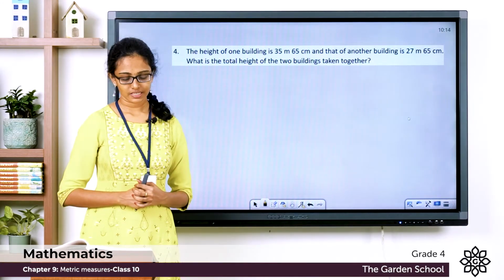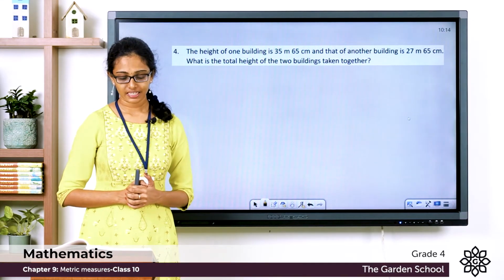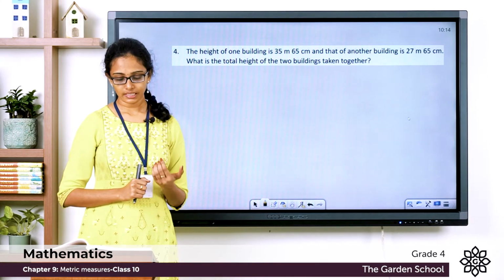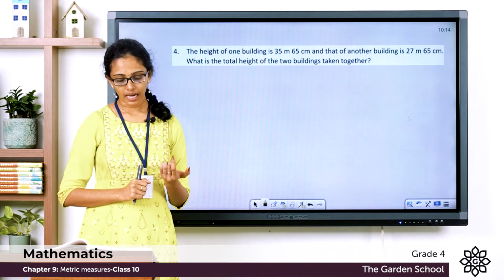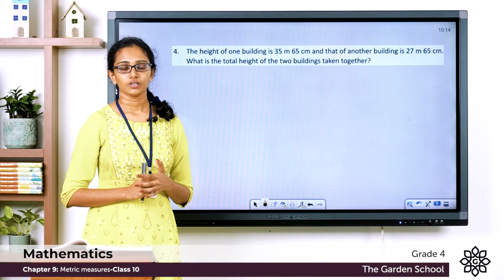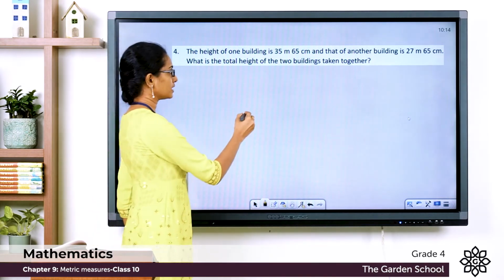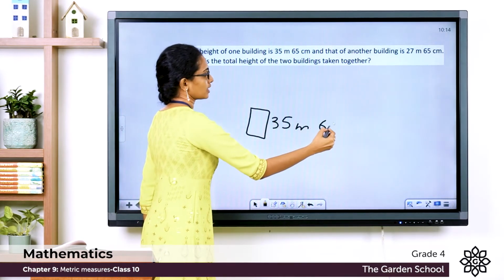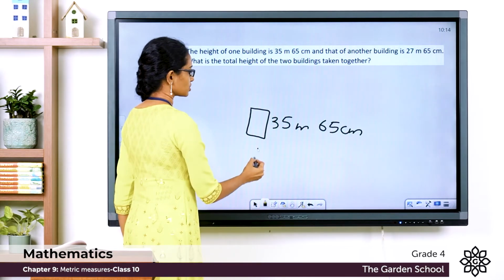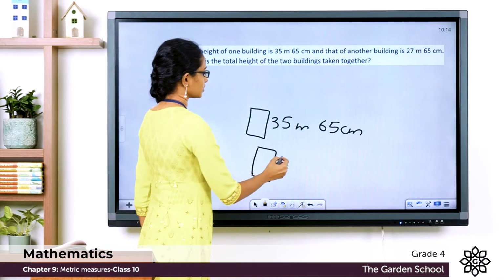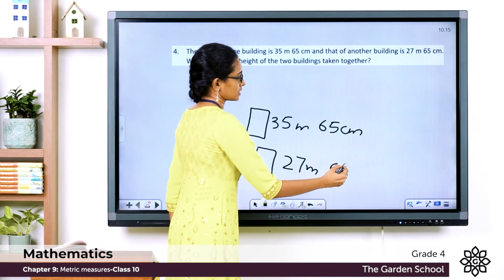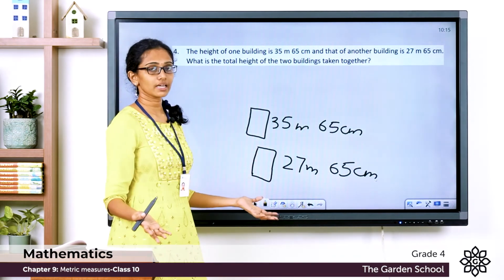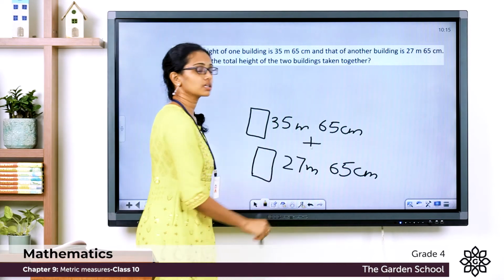Now the next one, question number 4. The height of one building is 35 meter 65 centimeter and that of another building is 27 meter 65 centimeter. What is the total height of the two buildings taken together? So what is given in the question? We have a building which is how much? 35 meter 65 centimeter, and we have another building having a height of 27 meter 65 centimeter. Now you are asked to find out the total height of the two buildings taken together, which means you have to add the two given heights.